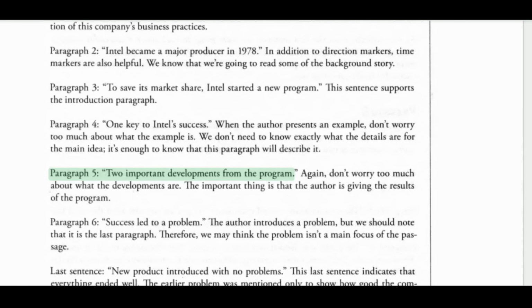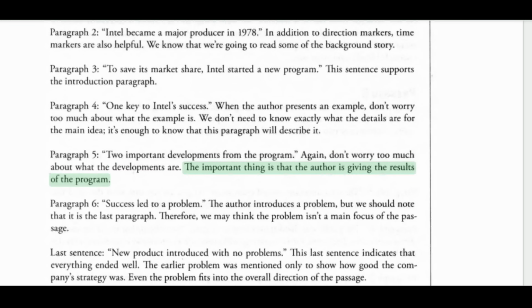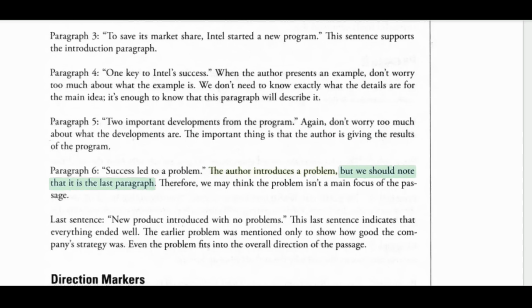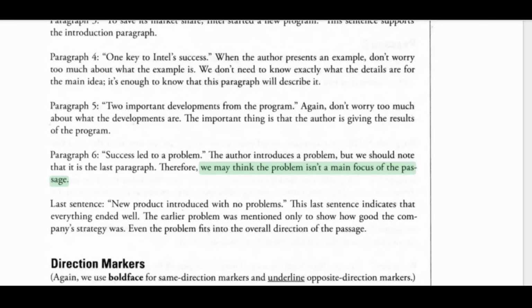Paragraph 5. Two important developments from the program. Again, don't worry too much about what the developments are. The important thing is that the author is giving the results of the program. Paragraph 6. Success led to a problem. The author introduces a problem, but we should note that it is the last paragraph. Therefore, we may think the problem isn't the main focus of the passage.